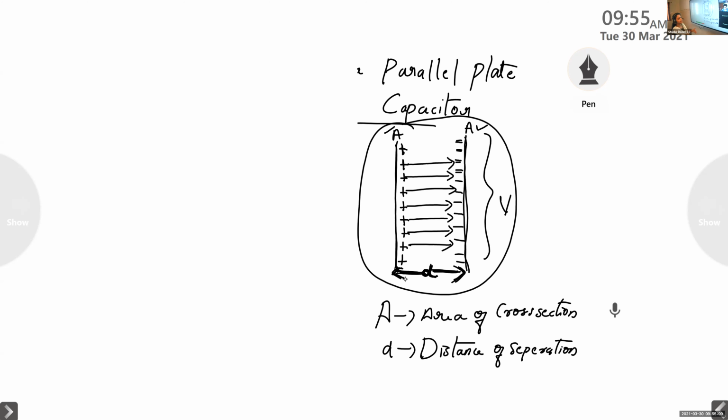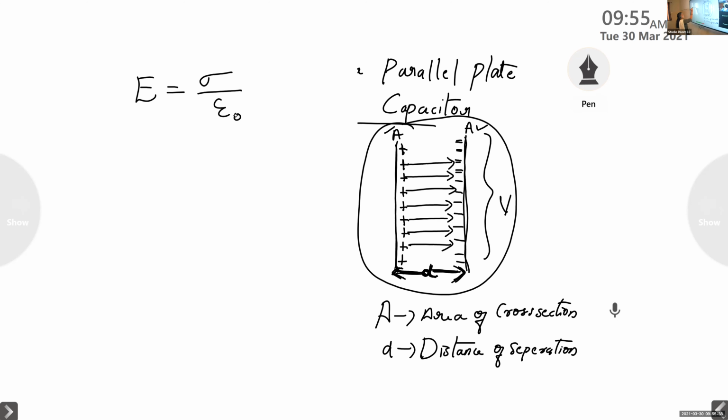Then we start this derivation by writing the expression for electric field. The expression for electric field between these two conductors is E is equal to sigma by epsilon 0, where sigma is the surface charge density and epsilon 0 is the permittivity of free space. Here we consider free space or air as the medium of separation between them.